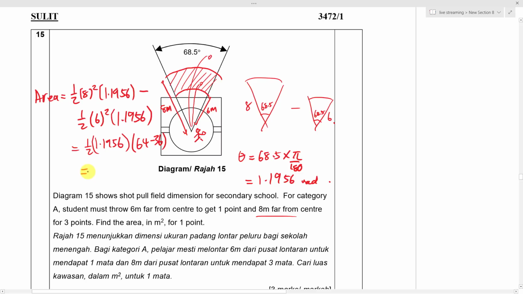1 over 2 multiply 1.1956 multiply 64 minus 36. Alright, you should get 16.74. Yeah, I hope my answer is correct. Yep, this is correct. Alright, let's move on to the next one.